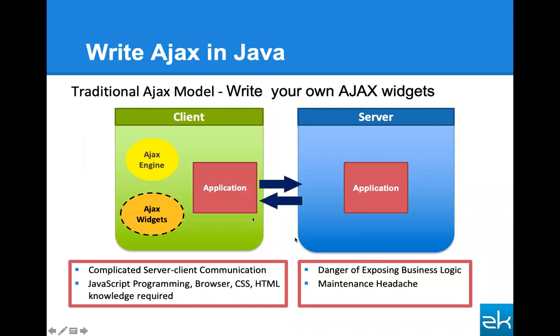And if you try to implement with JavaScript, you usually tend to implement some business logic at the client side. So there's a danger of exposing your business logic at the client side. And there's also a maintenance problem because your code consists of some JavaScript code and some Java code, and they're coupled together. So this is the traditional way if you want to implement everything by yourself.